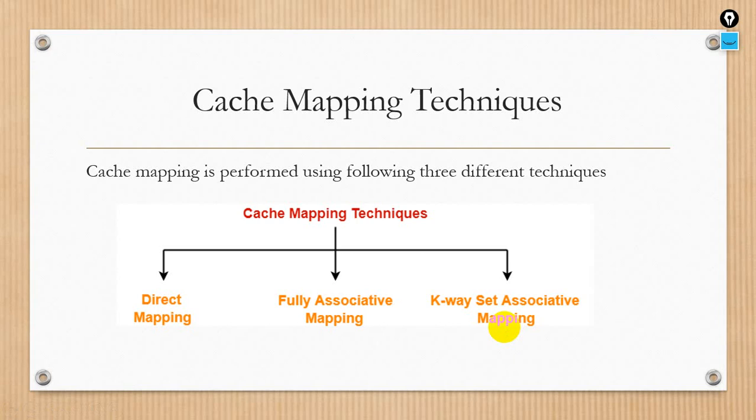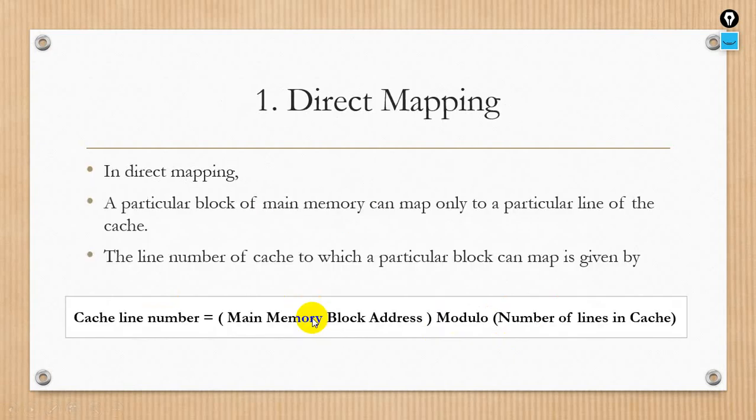So now let me just first discuss about the direct mapping and then I will come into the fully associative mapping. So first we have direct mapping. Let me just explain the complete scenario of the direct mapping, so then I will come to explain the slides. Okay, so now let me just explain the complete scenario of the direct mapping.